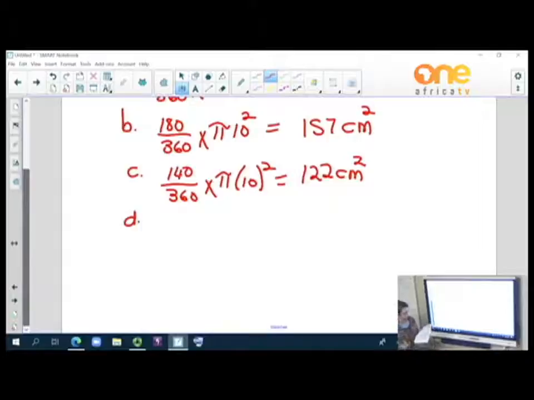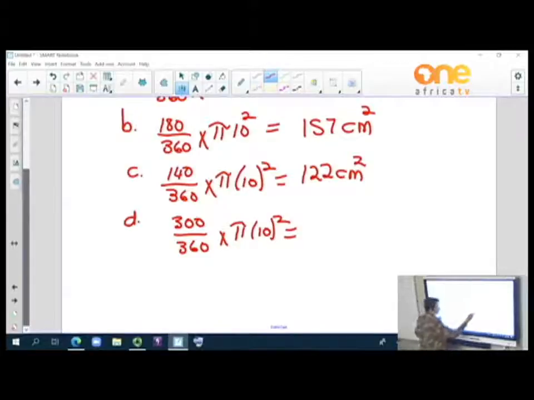And then the last one, number D. Marley, what is the angle this time? Yes, because they want the shaded area, not the 60. We want the shaded area. So it will be 300 over 360 of pi r squared, 261.8. Do you all get 262, 3 significant figures? Do you all get these answers with your calculators, or do I need to come and help somebody? Okay, I'll come just now.